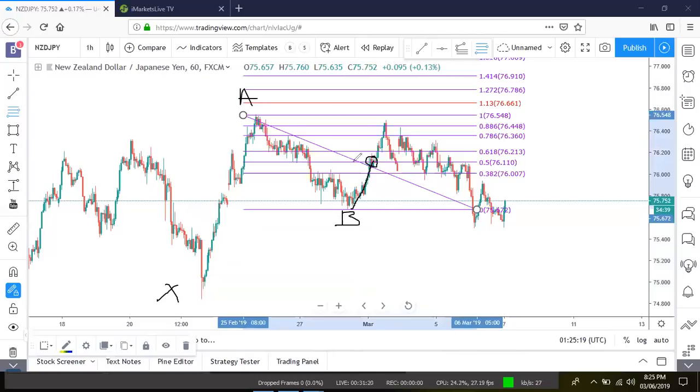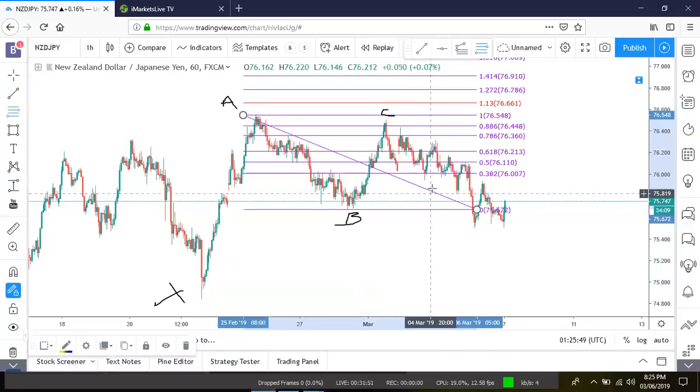But wait, price continued to push even higher. It came all the way up to this 88.6 level right here. As long as price doesn't close above my A leg, then we are valid, okay? So now we have our X, we have our A, we have B, and now we have our C leg, which is right here.